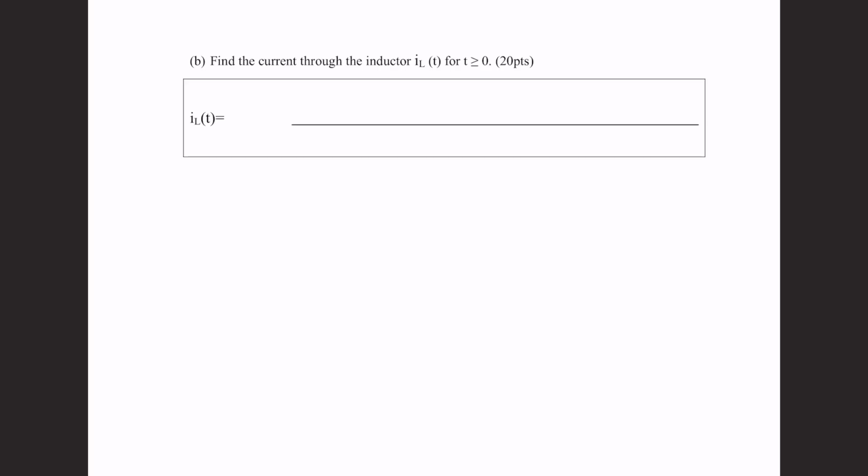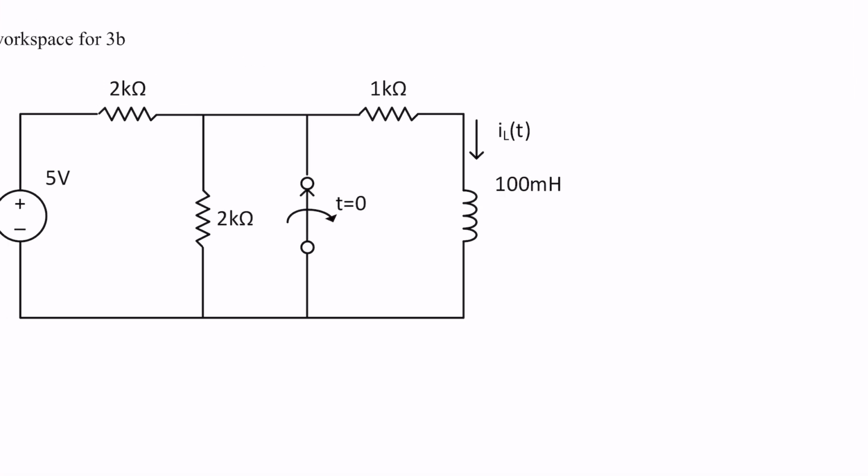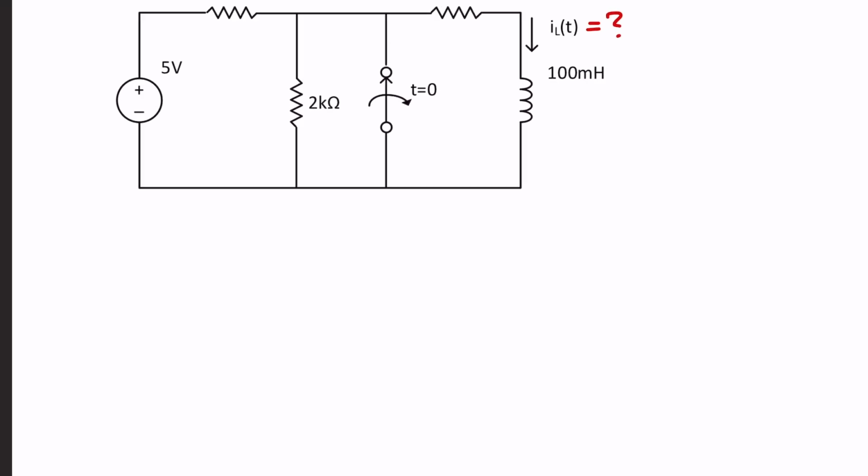Now let's find the current through the inductor. This one's a little bit more tricky, but not too bad. Let's look at it. We want to find the current through the inductor. Basically, we're just trying to find this equation. How do we do that? What is this equal to? Good question. Let's figure it out.